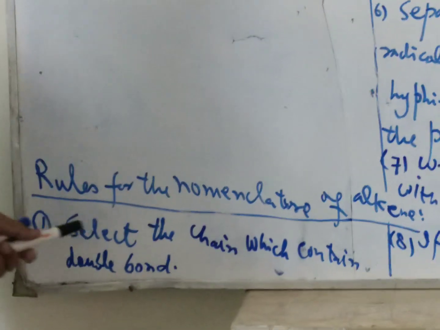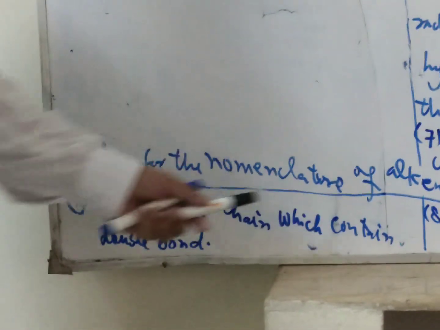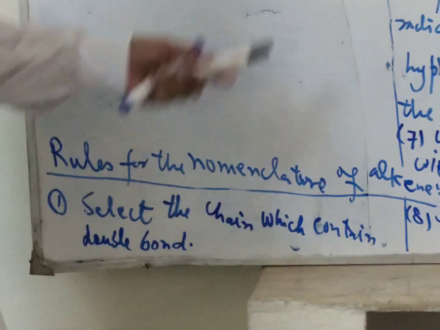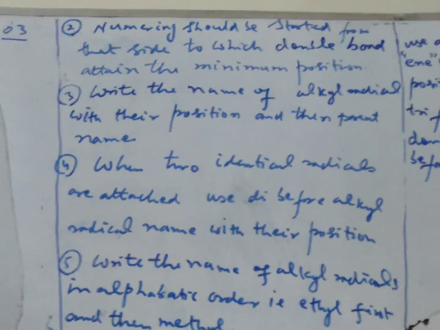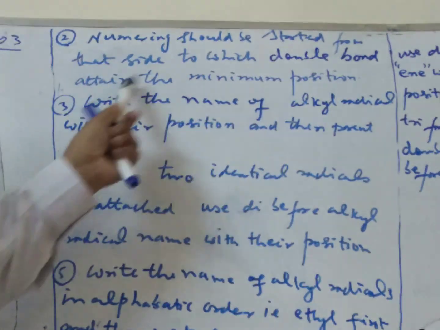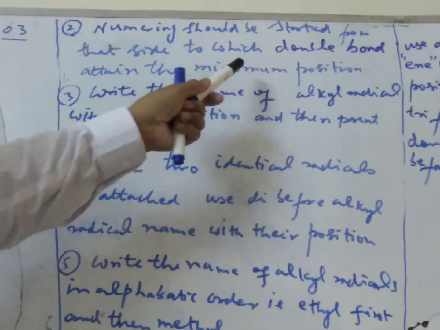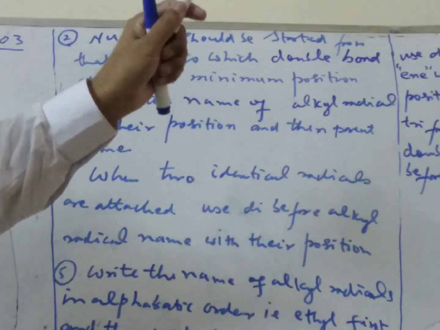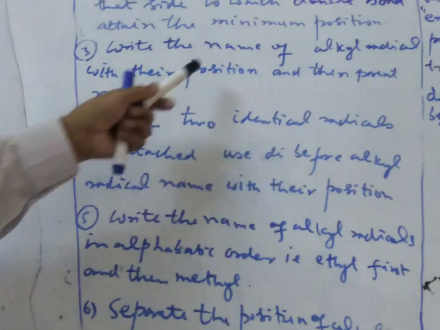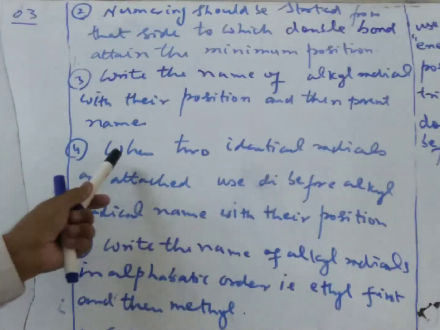There are certain rules. First one, select the chain which contains the double bond. Second one, numbering should be started from that side to which the double bond attains the minimum position. Then write the name of the alkyl radical. This is the same rule as alkane, with their position and then the parent name.